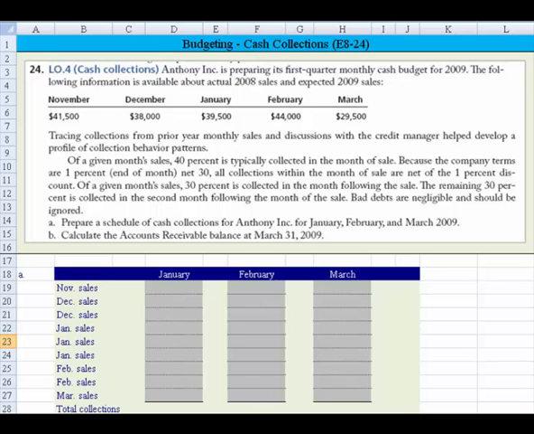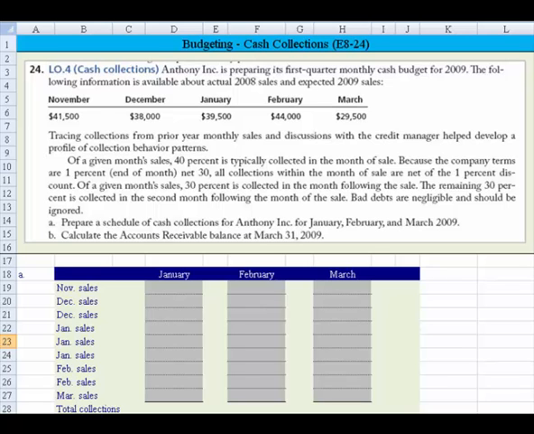Let's take a look at this budgeting and cash collections problem. It's exercise 8-24. Anthony Inc. is preparing its first quarter monthly cash budget for 2009. And then we have some information appearing for 2008 sales and expected 2009 sales.